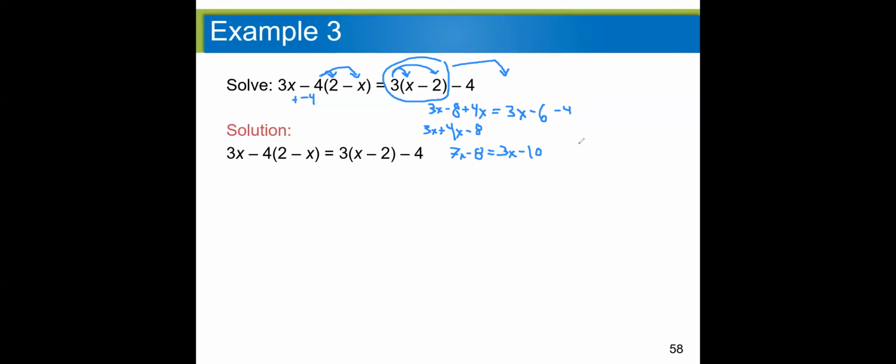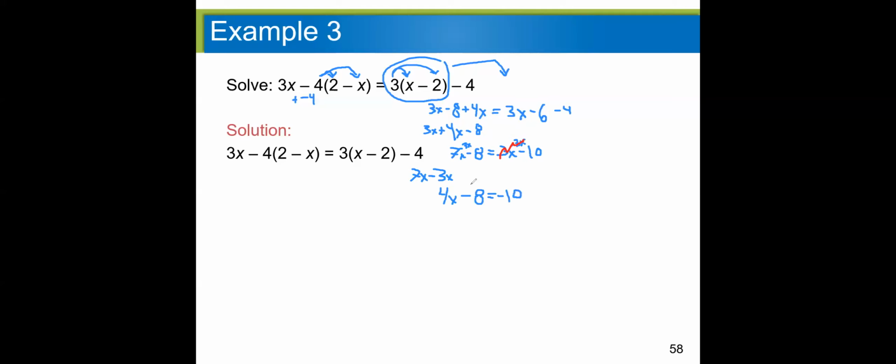Now I'm in a situation like I did at the start of this chapter. Move my x's around, solve as need be. I'm going to keep my x's positive, so I'm going to move the 3x over to the left. Minus 3x here, minus 3x there. Whatever I do to one side, I do to the other side. The 3x's cancel. 7x minus 3x is 4x minus 8.